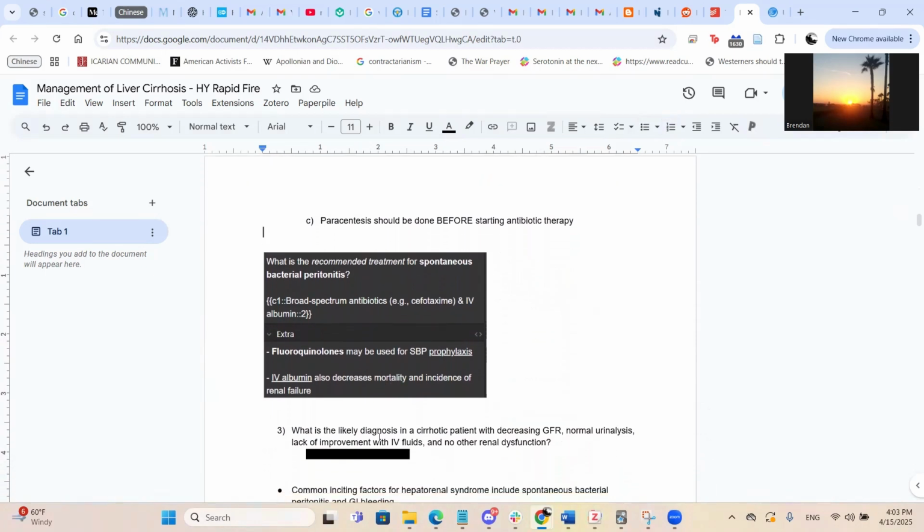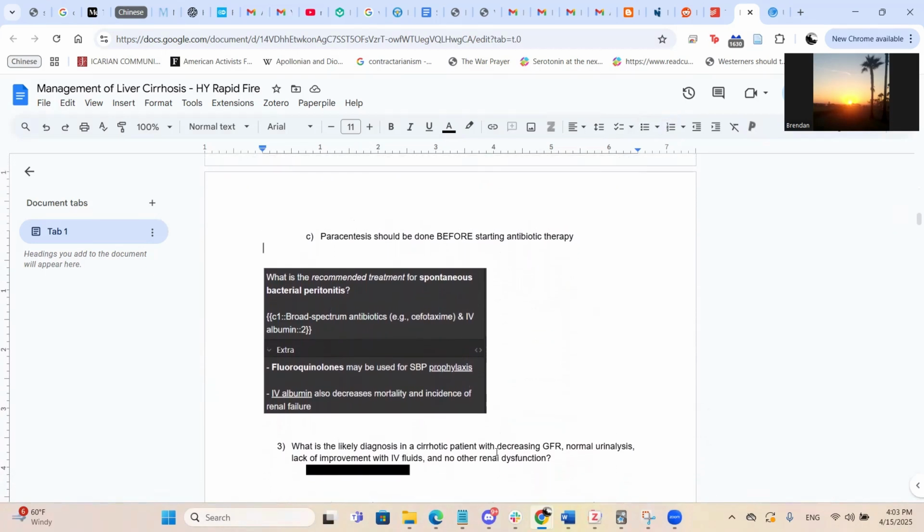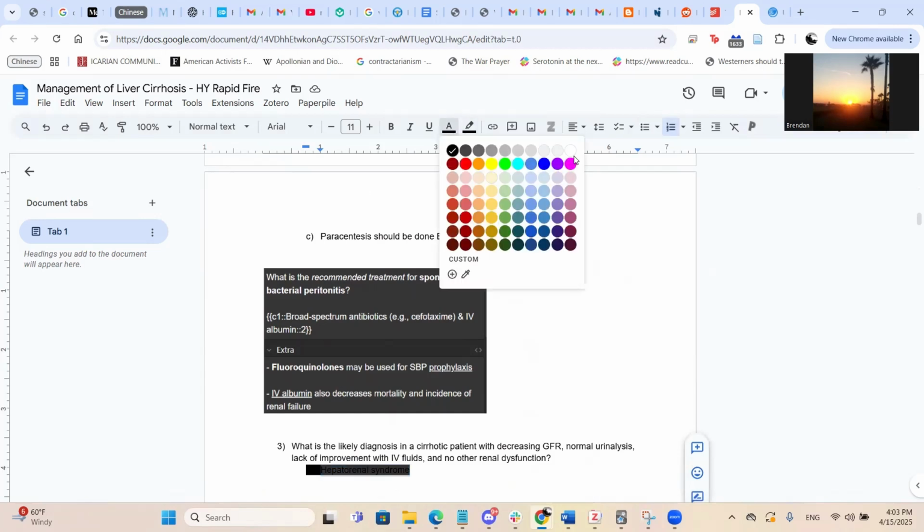All right, next question. What's the likely diagnosis in a cirrhotic patient with decreasing GFR, a normal urinalysis, and lack of improvement with IV fluids, and no other renal dysfunction? The answer for this is hepatorenal syndrome.